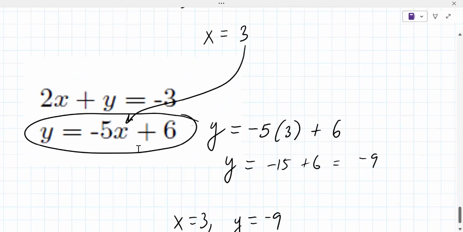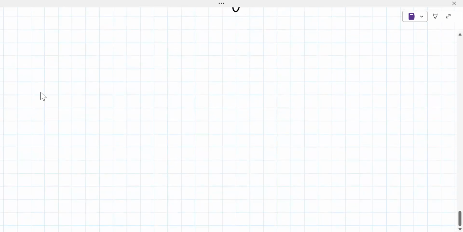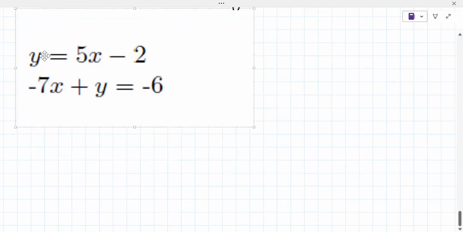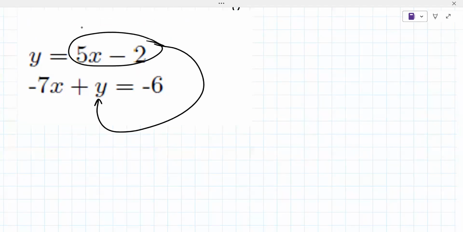All right, so let's do another one here. Steps are kind of the same. You're just going to take the equation that's already solved for the variable. It's already solved for Y. You're going to take that and put it into the other one.